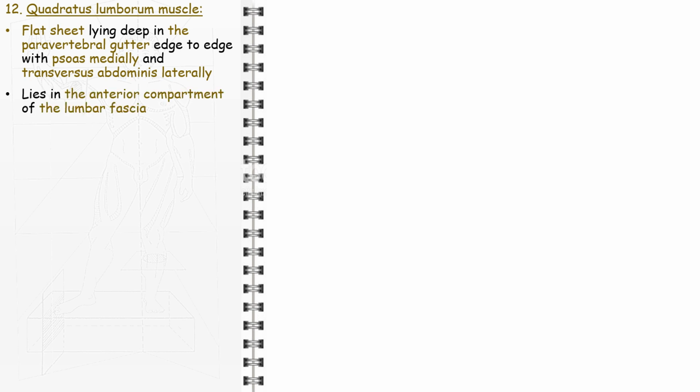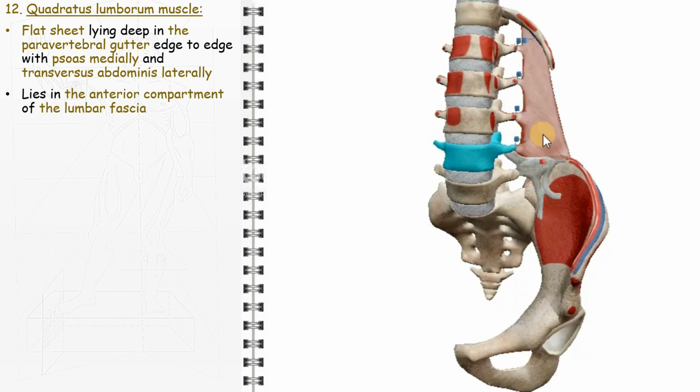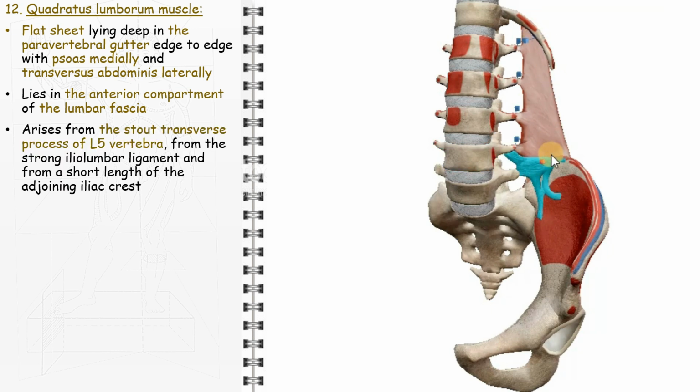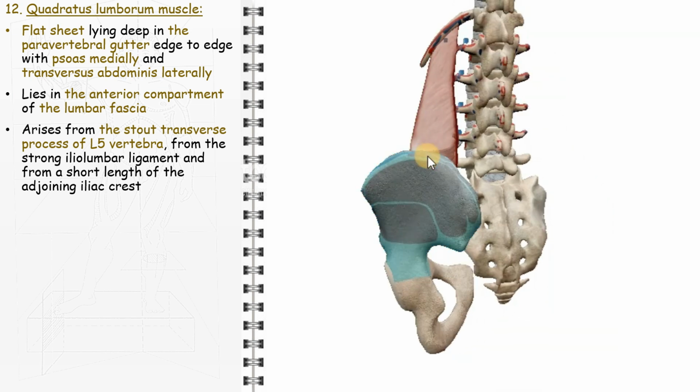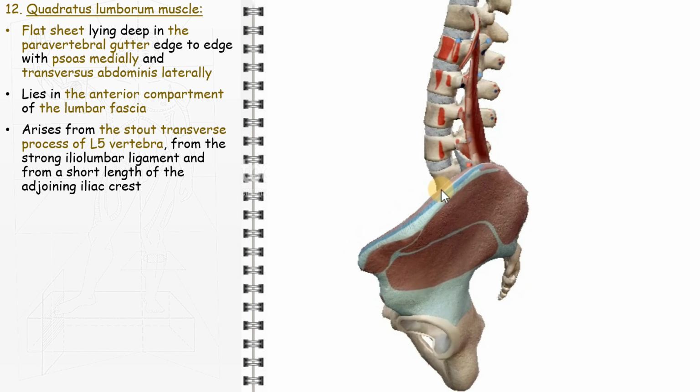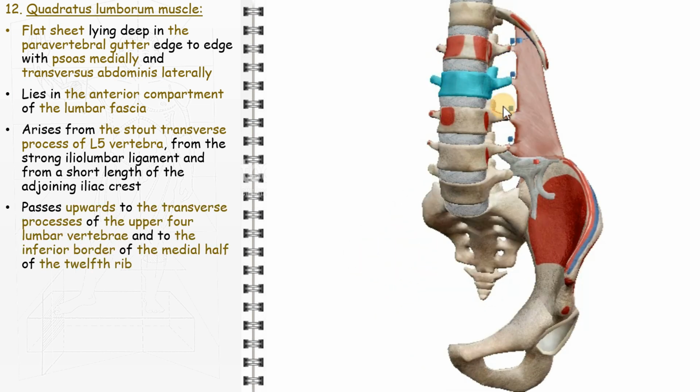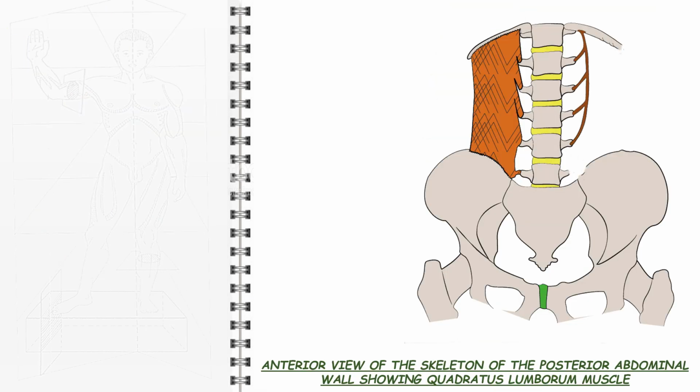The quadratus lumborum arises from the stout transverse process of L5 vertebra, from the strong iliolumbar ligament, and from a short length of the adjoining iliac crest. It passes upwards to the transverse processes of the upper 4 lumbar vertebrae and to the inferior border of the medial half of the 12th rib. Its lateral border slopes upwards and medially, and so crosses the lateral border of iliocostalis.